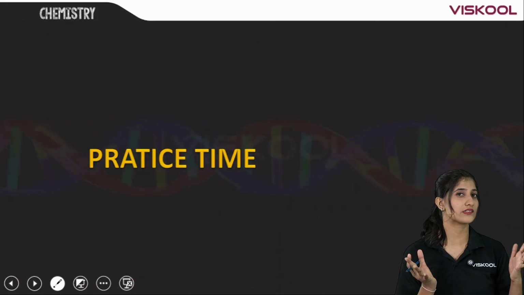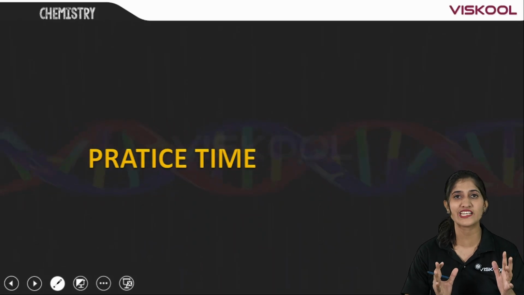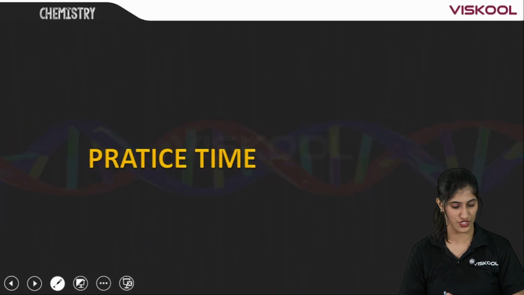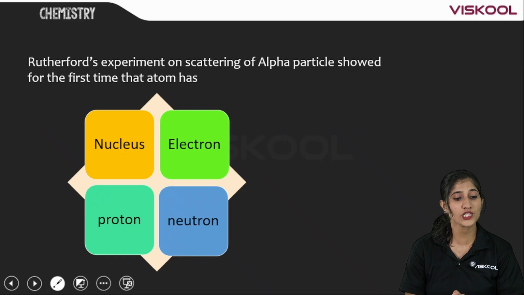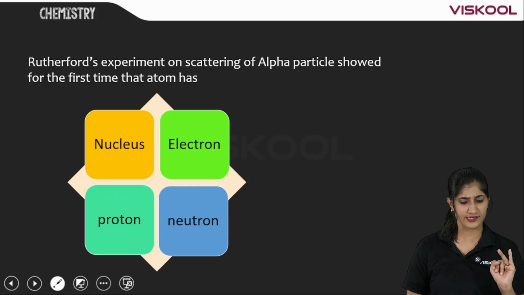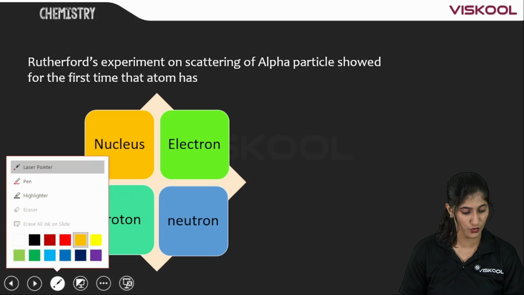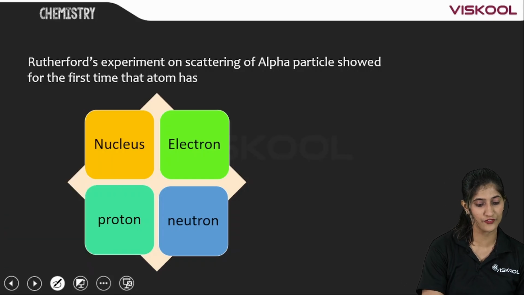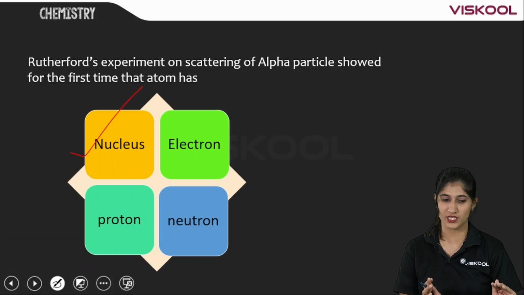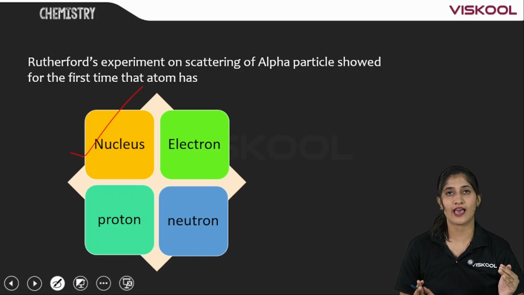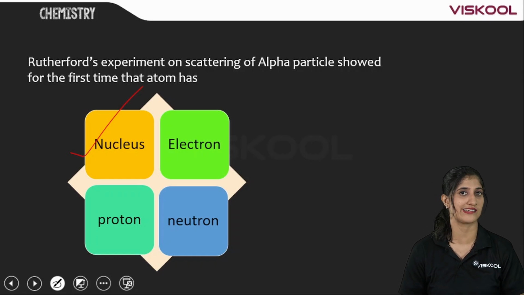Now it's practice time. Let's do some NEET based questions from this portion. First one: Rutherford's experiment on scattering of alpha particles showed for the first time that the atom has nucleus, electron, proton, neutron. Which is the correct answer? Yeah, of course, nucleus, right? From Rutherford's alpha particle scattering experiment, it showed that the atom has a nucleus. So option A is the right answer.